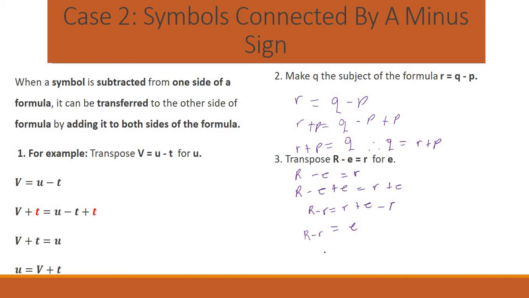All you need to do is to rewrite. So you say, therefore, lowercase e is equal to uppercase R minus lowercase r, and you are finished. Alright? So that's how you would do case 2. Let's look at case 3.